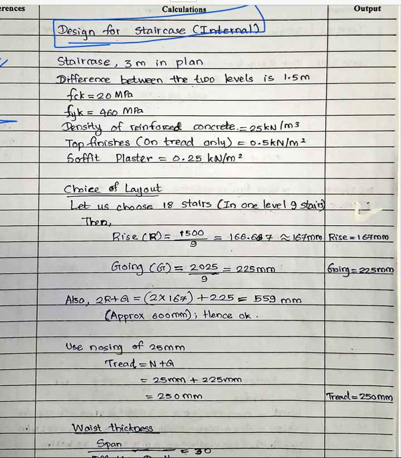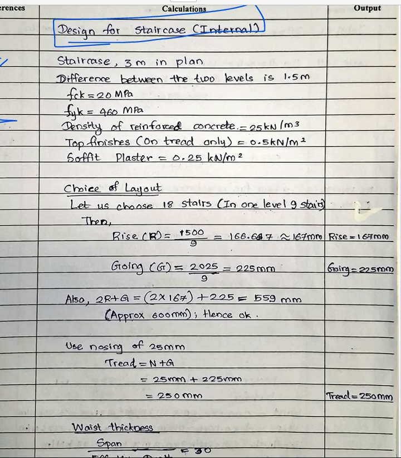The characteristic compressive strength of the concrete is 20 megapascal. I assume this value. You can assume 25 megapascal or 30 megapascal. The steel reinforcement strength is 460 megapascal. I assume this value. These are the usual standard values for steel and concrete. The next one is the density of reinforced concrete according to the Eurocode. In the Eurocode, the reinforced concrete density is 25 kilonewton per meter cubed.